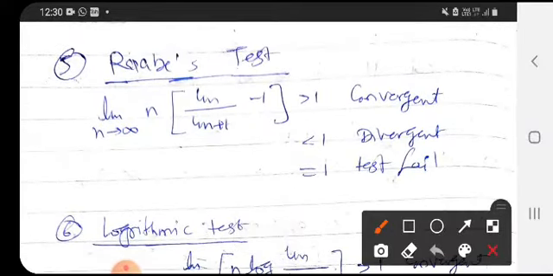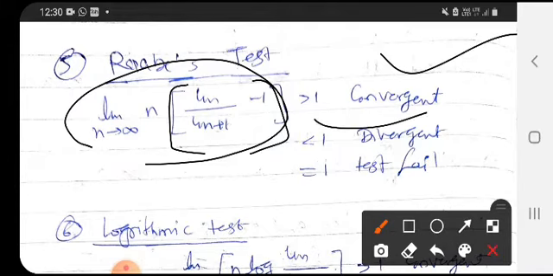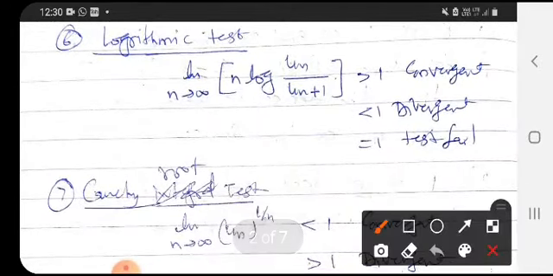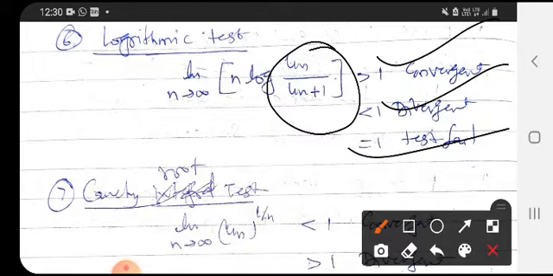Raabe's test. Limit n tending to infinity of n times the bracket un upon un plus 1 minus 1 is greater than 1, then the series is convergent. Less than 1, then the series is divergent. Equal to 1, then the test fails. Logarithmic test. Limit n tending to infinity of n log un upon un plus 1 is greater than 1, then convergent. Less than 1, then divergent. Equal to 1, then the test fails.